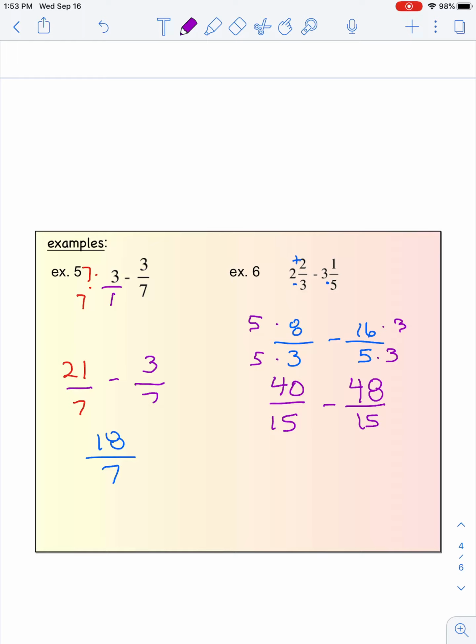So now I take 40 minus 48. That gives me -8/15. And that is the end of day 6, basic skills, or our second day of fractions.